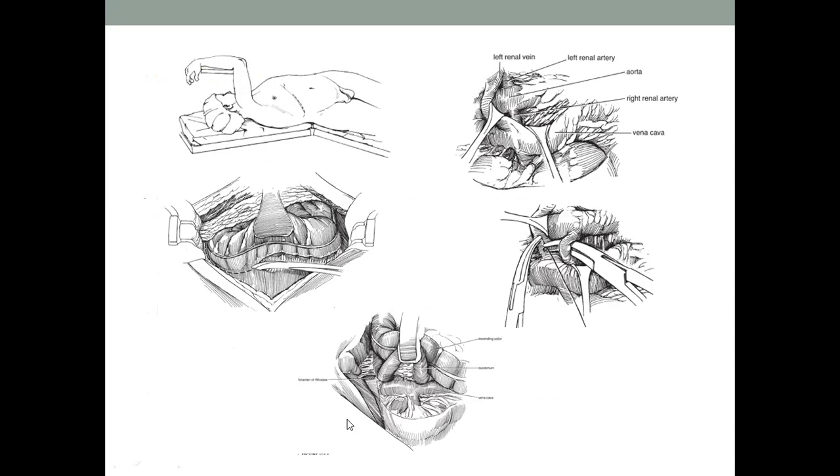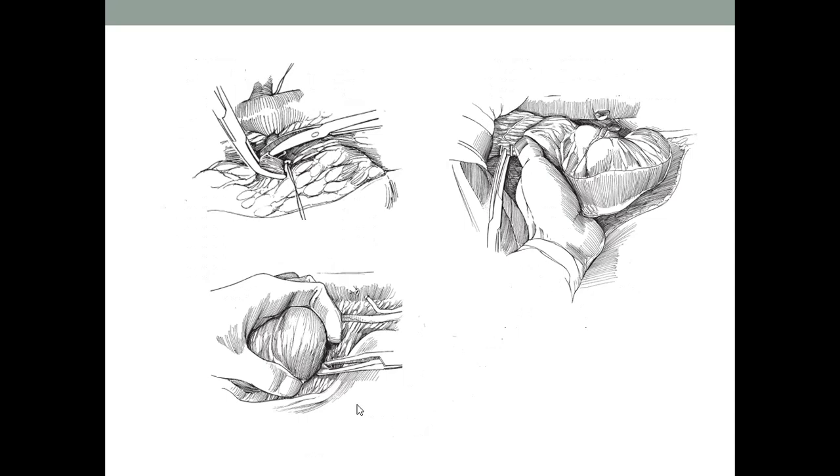These are the various stages: the position of the patient, the dissection, and finally the ligation of the vessels. And here we divide the vessels of the kidney first, and we take out the tumor.